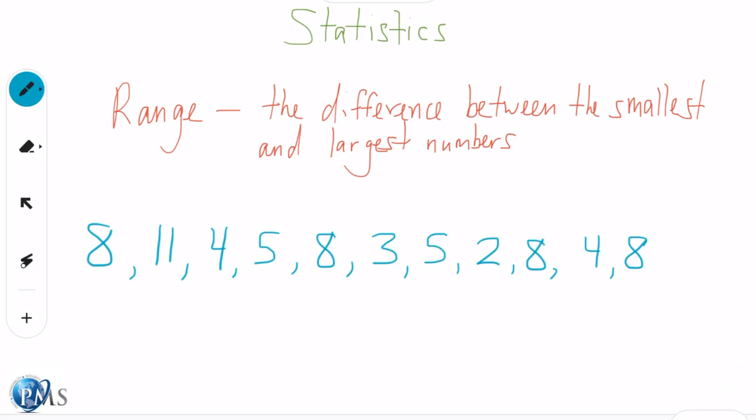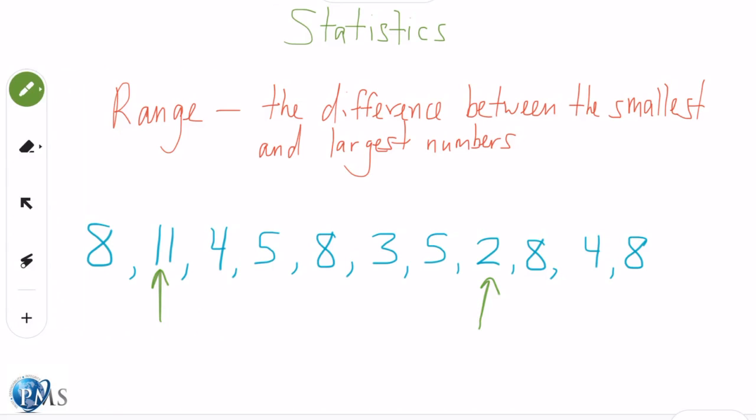Okay, so here in blue we have a set of data, okay, numbers, we'll call it data, and it's kind of random. 8, 11, 4, 5, 8, 3, 5, 2, 8, 4, and 8. Okay, so just kind of random numbers. And to find the range, we're going to want to figure out the difference between the smallest number and the largest number. So at this point, we'll just look through the numbers again really quickly. We'll try to find the one that's the smallest and the one that's the biggest. So you probably already could tell that the largest number is 11. And the smallest number is, looks like 2.